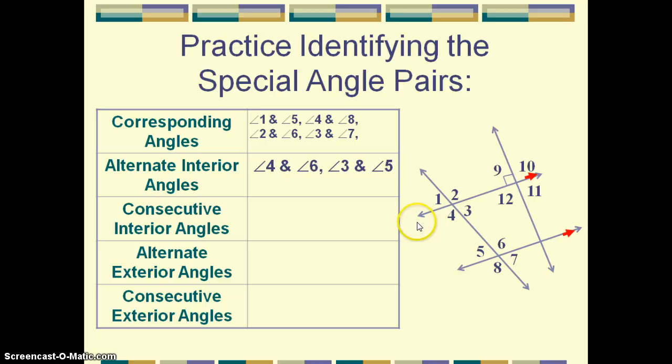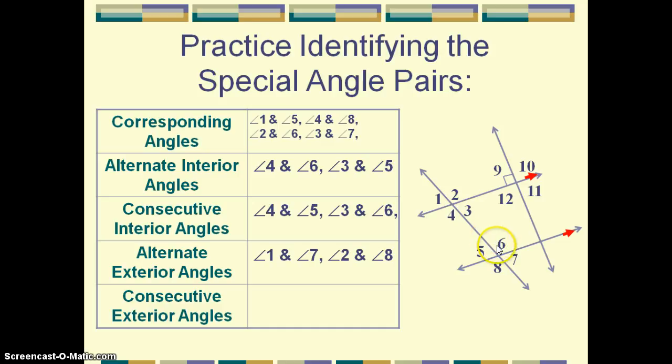Alright, alternate interior angles. 4 and 6 are alternate interior angles because they're on the opposite sides and on the inside of the lines. And 5 and 3 are opposite sides of the transversal and on the inside of the parallel lines. Consecutive interior angles. 4 and 5. They're next to each other on the inside of the parallel lines. And 3 and 6 are next to each other on the inside of the parallel lines.